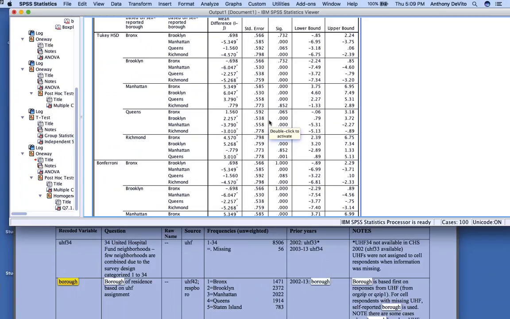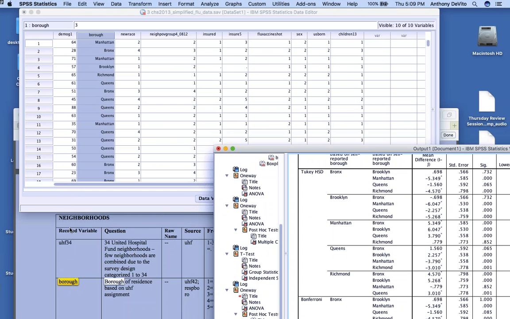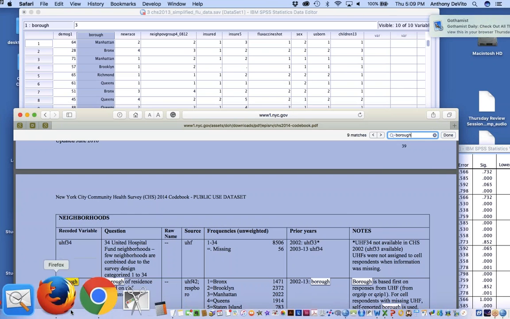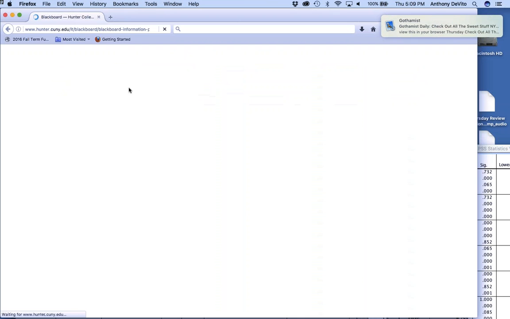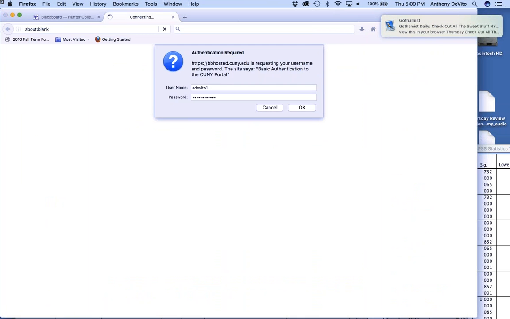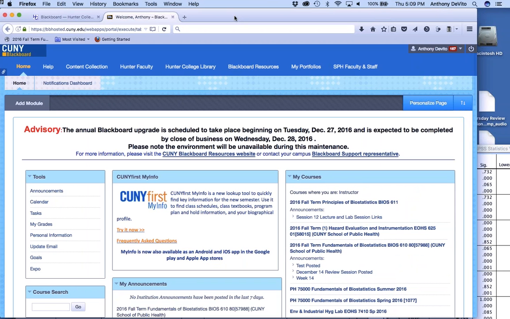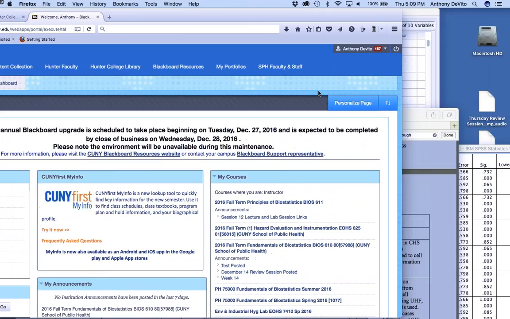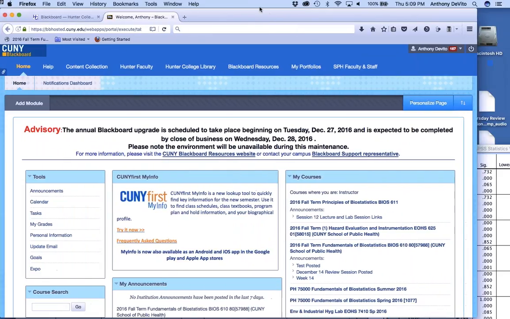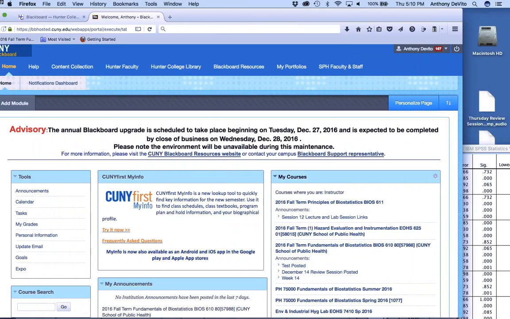So now let's move on to correlation and regression. I'm going to open up a data set from correlation and regression. I'm going to go purposely back to Firefox and to our Blackboard site so that I come up with a file that you guys have.